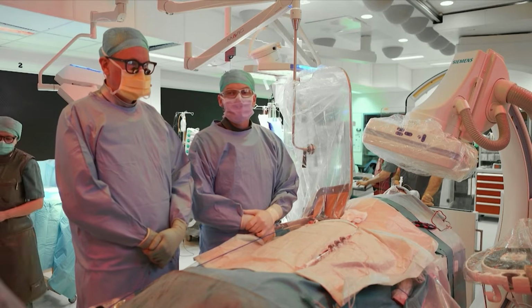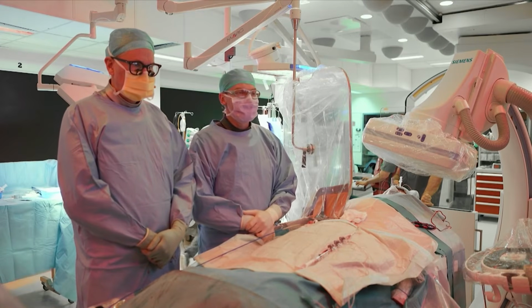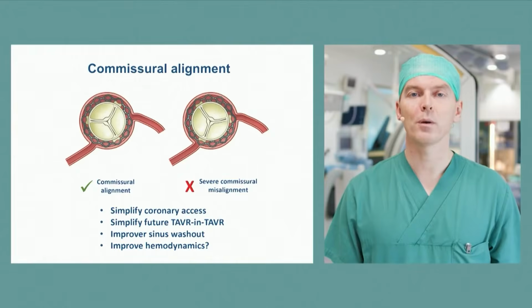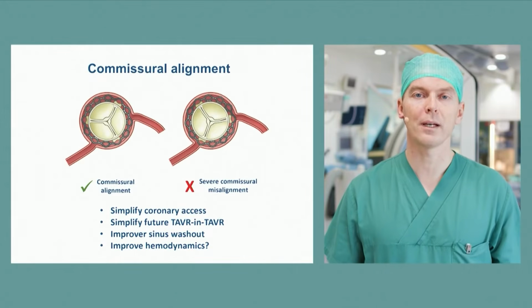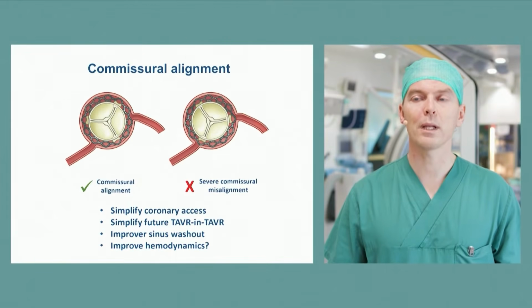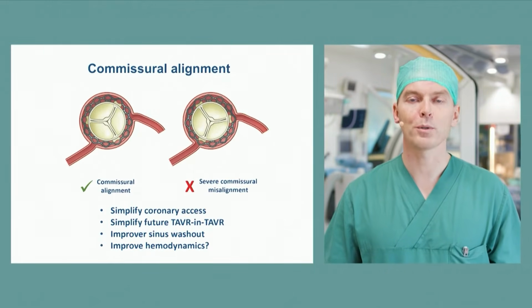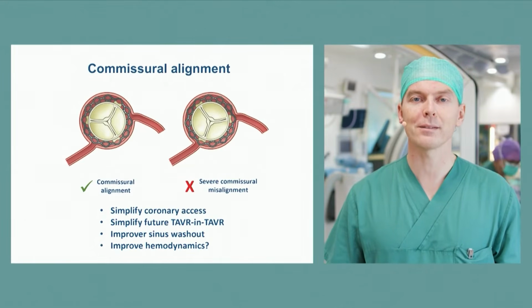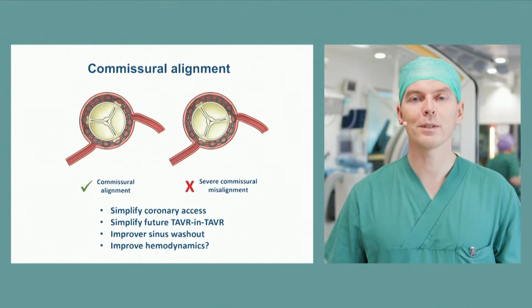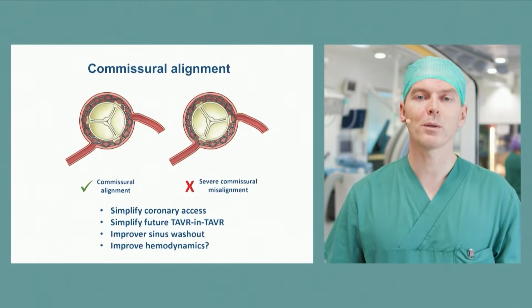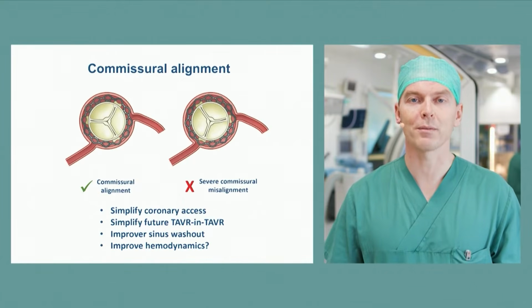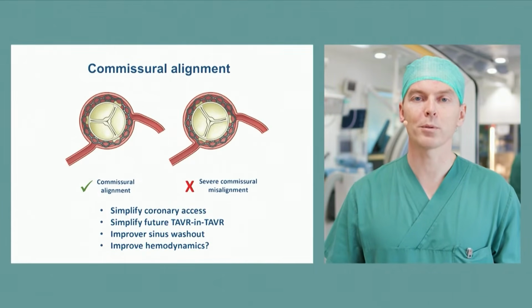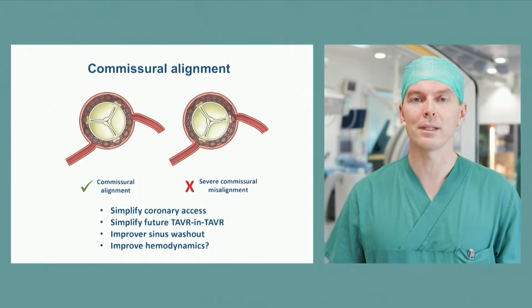We have a couple of slides showing why commissural alignment is important. Can we bring up the slides? So what I would first like to discuss is why commissural alignment is important when performing TAVR. Commissural alignment is when you align the commissural post with the native anatomy. Of course, it's important to simplify coronary access after you've done TAVR, but it's also important, especially in younger patients, where you want to simplify and enable doing a future TAVR in TAVR. There are also further possible reasons, such as improving the sinus washout, but also potentially improving hemodynamics in the TAVR valve.